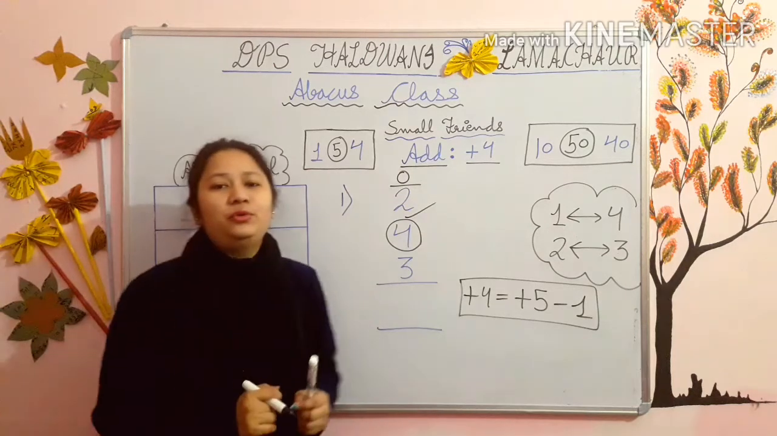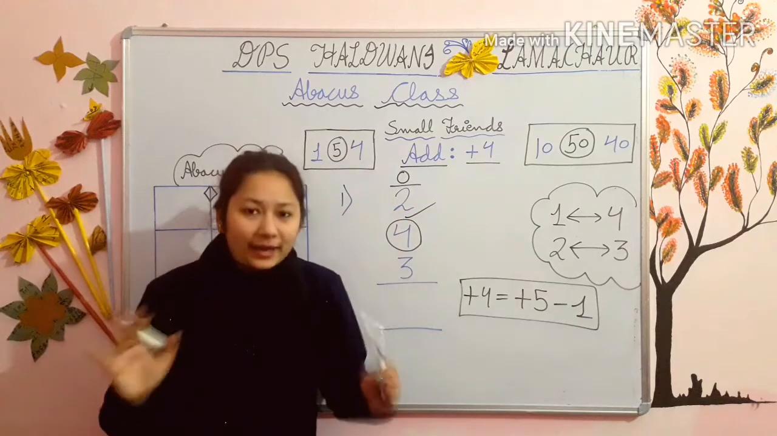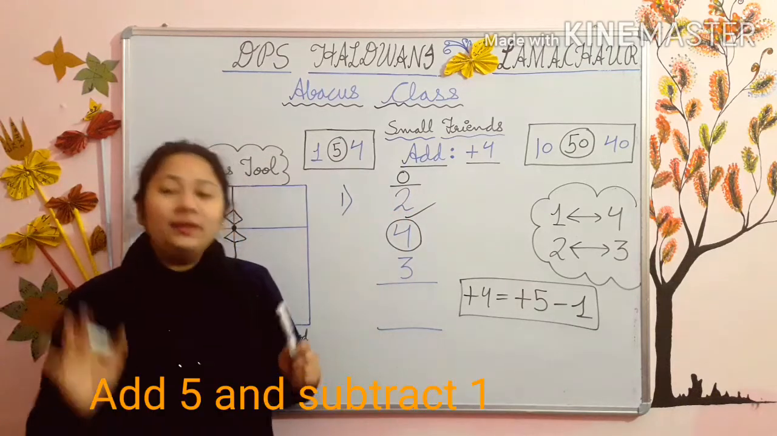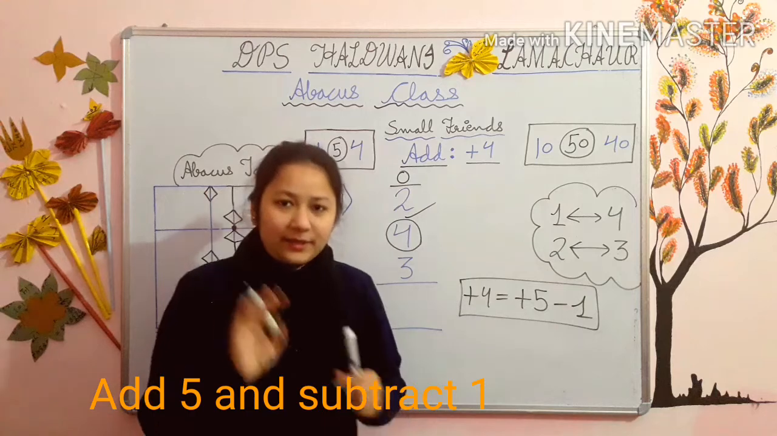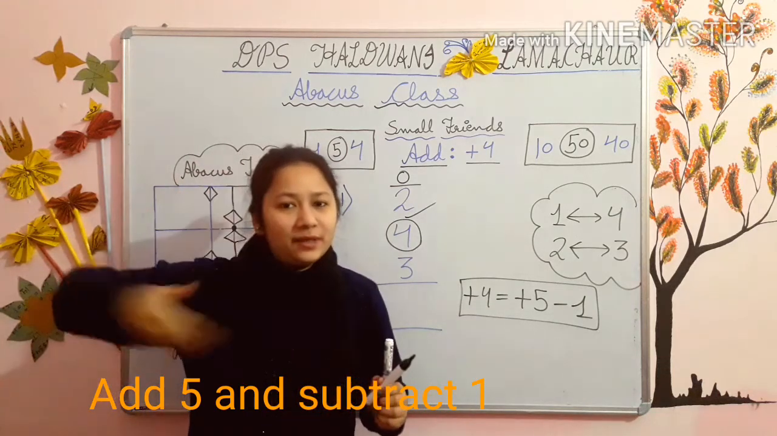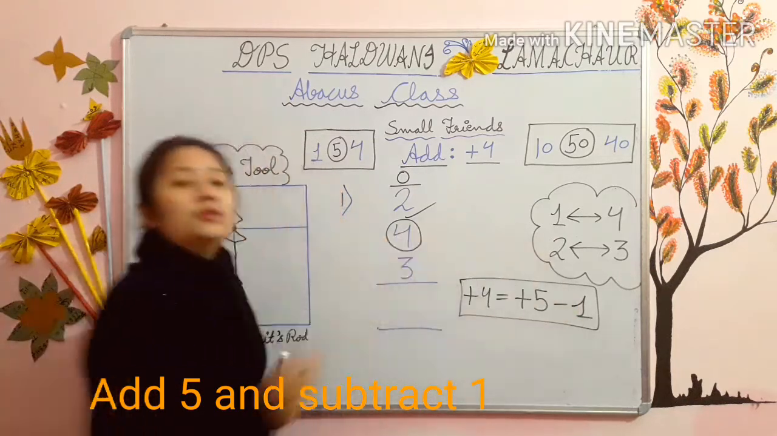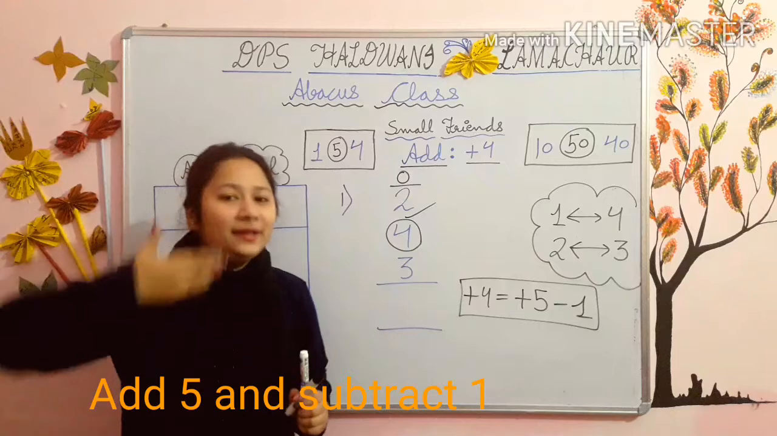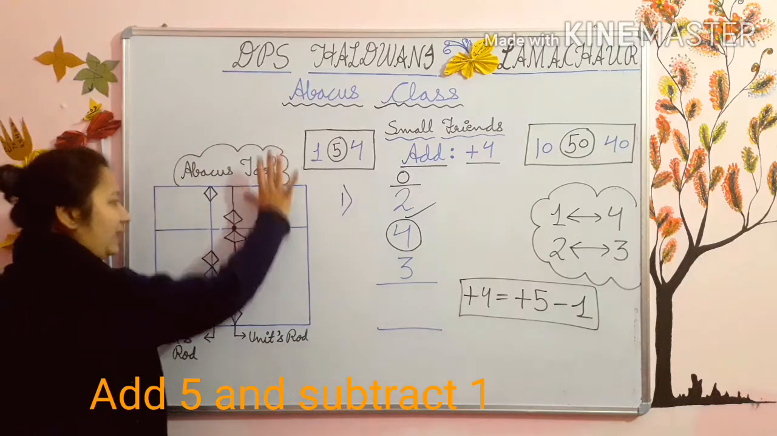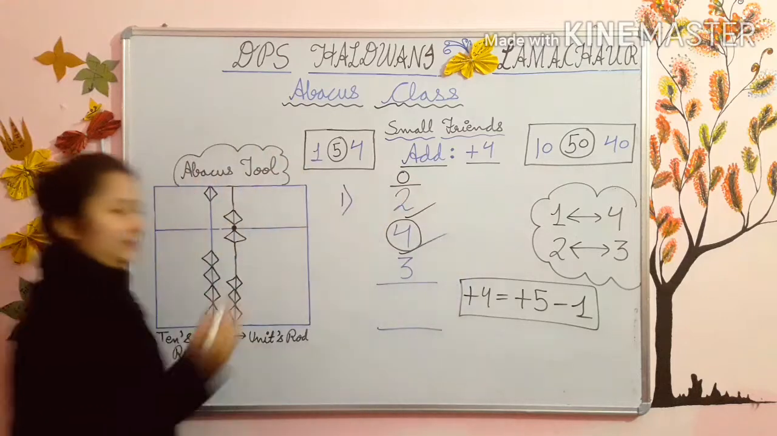And nothing you have to do. Your 4 is added. Now for adding 4 kids, what you have done? Add 5, subtract the 1. Means add 5, subtract the friend. Now who is the friend of 4? The friend of 4 is 1. So you have to add 5, subtract 1. So I have added 5, subtracted 1 and your 4 is added.